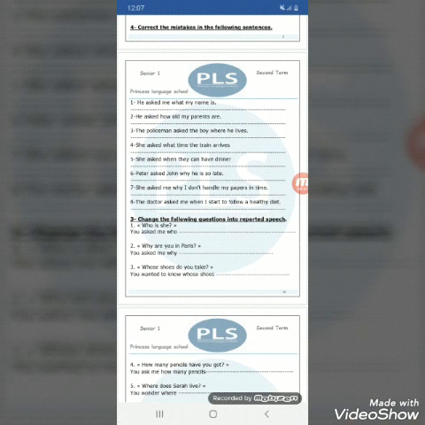Change the following questions into reported speech. Who is she? It will be, you asked me who she was. Why are you in Paris? You asked me why I was in Paris. Okay, focus that the subject will be before the verb, and present simple will turn to past simple.